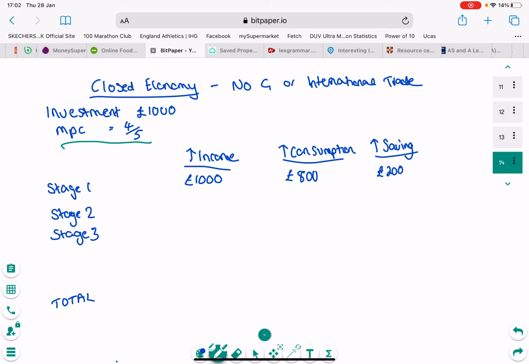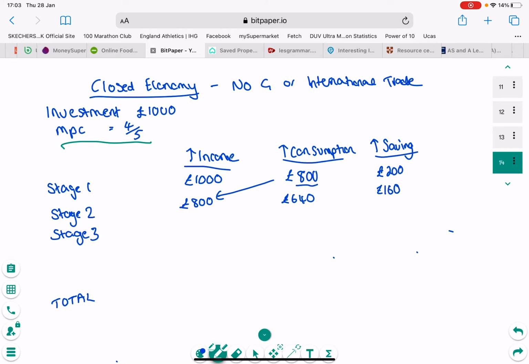So if consumption increases by 800, maybe that's PC World spending £800 on increasing the pay of their workers. So what that does is that increases pay of their workers by 800, so that increases income by 800. That kind of moves down there. So the same thing happens again: of that 800, 640 is spent. So maybe their workers are going to spend that in restaurants and at the cinema, and 160 is saved.